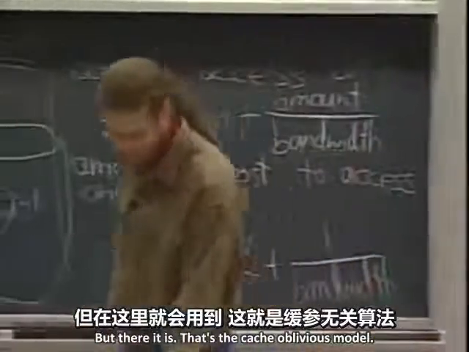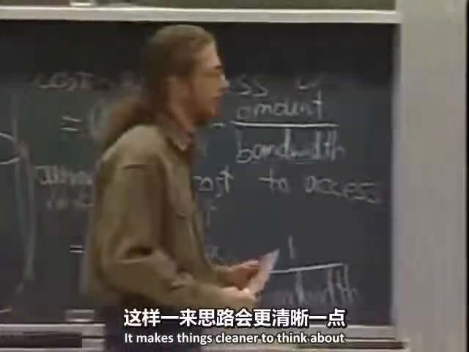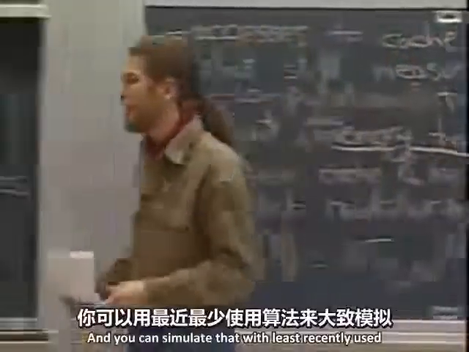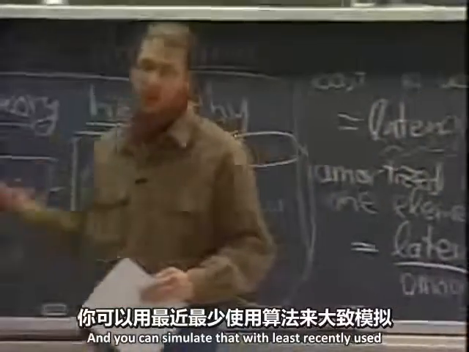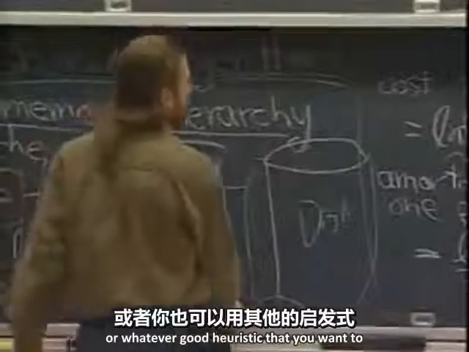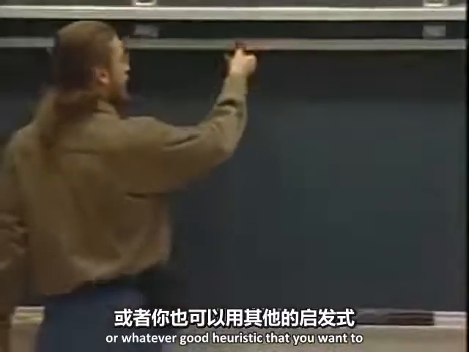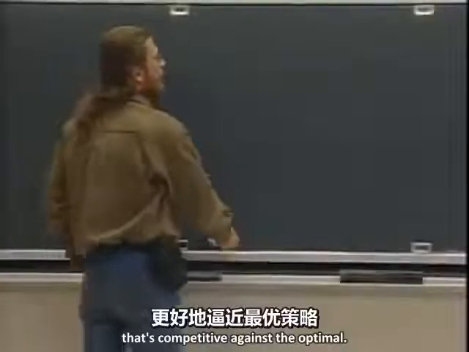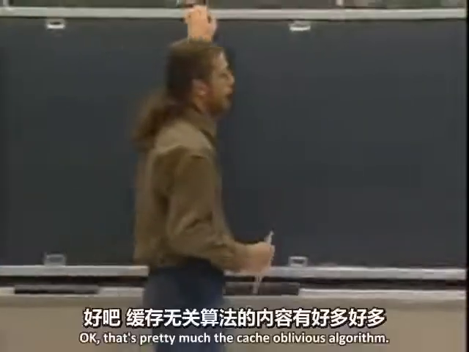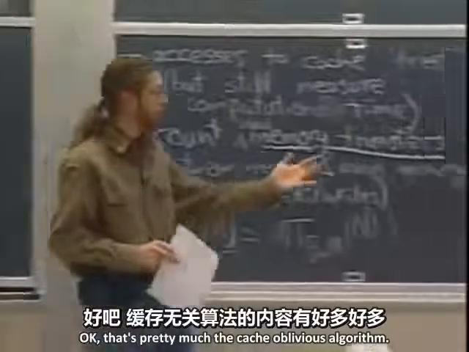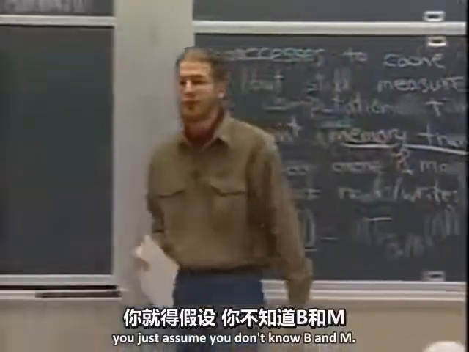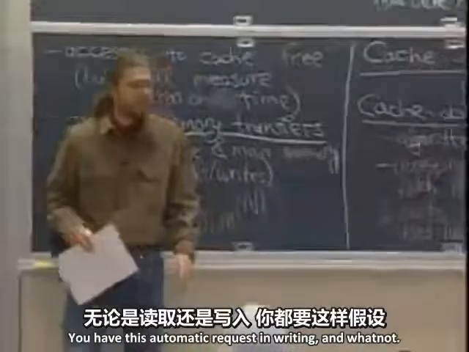That's the cache-oblivious model. It makes things cleaner to think about. Anything that should be done will be done. And you can simulate that with least recently used or whatever good heuristic that you want that's competitive against the optimal. OK, that's pretty much the cache-oblivious algorithm. Once you have the 2-level model, you just assume you don't know B and M. You have this automatic request and writing and whatnot.